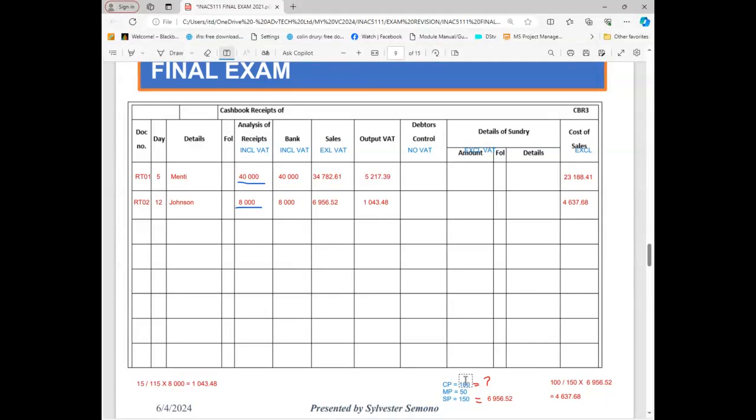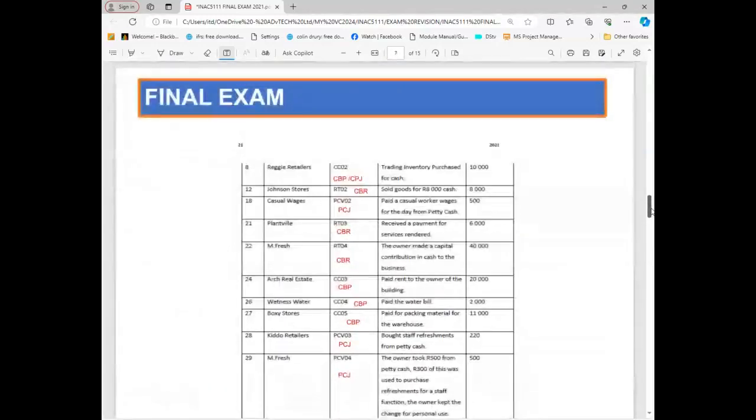Now, let's go to the next one where we said we have got CBR. Let's go and check the information. The next one where we said CBR, this was the 12th. Now it's the 21st. Because now we must go and record what? The one on the 21st. So remember the one here on the 21st, this is for services rendered. There's the difference between selling goods and rendering a service. So again, we must go and record in the book. So note the amount is 6,000 here, and then RT03, Plantville, so that you can be able to remember. So firstly, it's going to be RT.